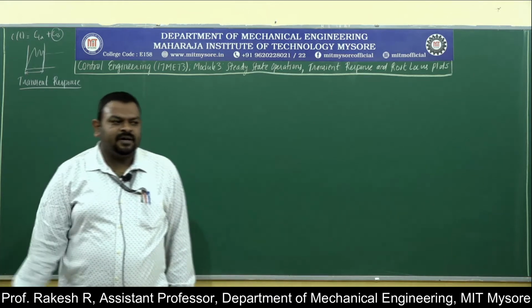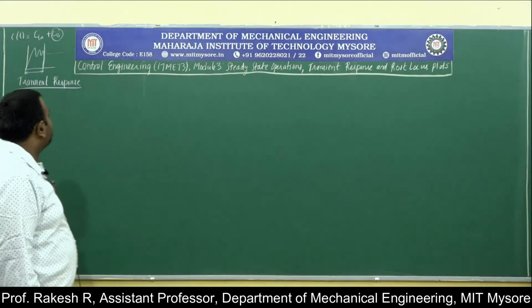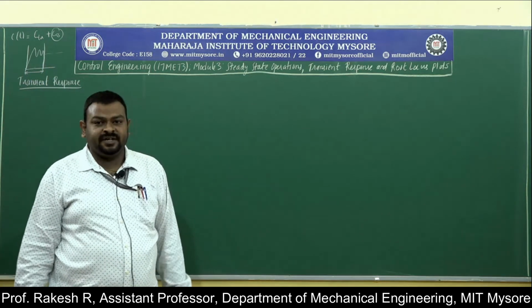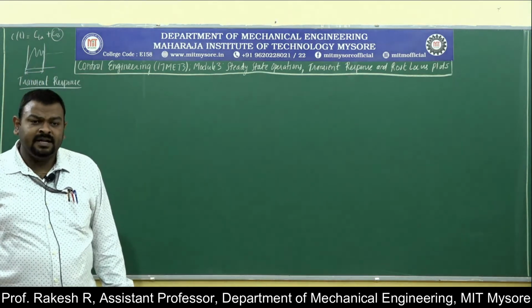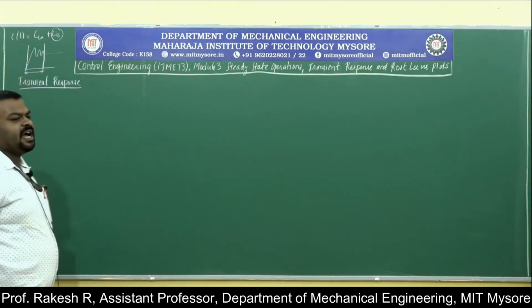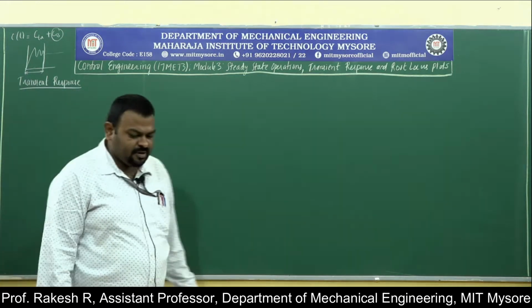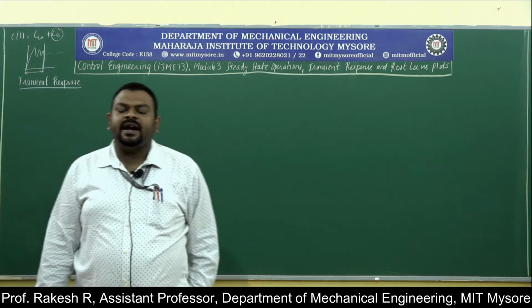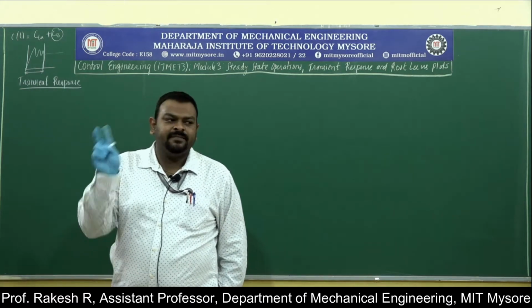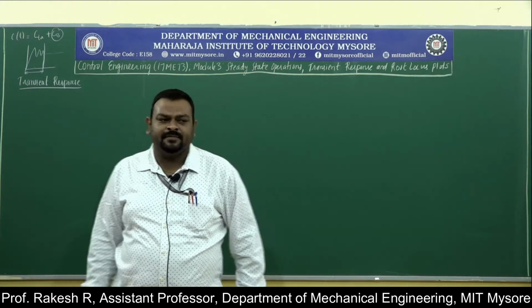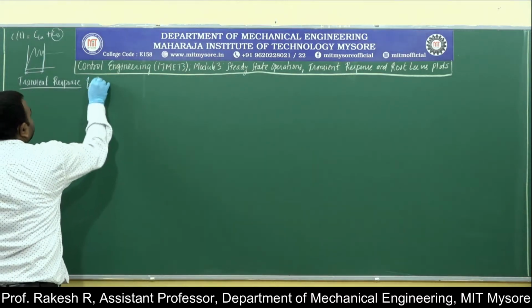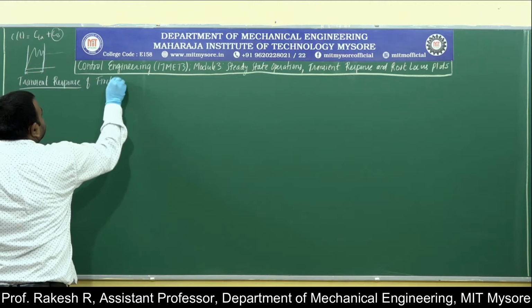In the transient part there are different things. We will be calculating the response of the system, that is, the controlled variable with respect to time. So let us start the analysis of transient response. Here we will be doing the analysis of transient response for first order and second order systems. So let us see the transient response of a first order system.